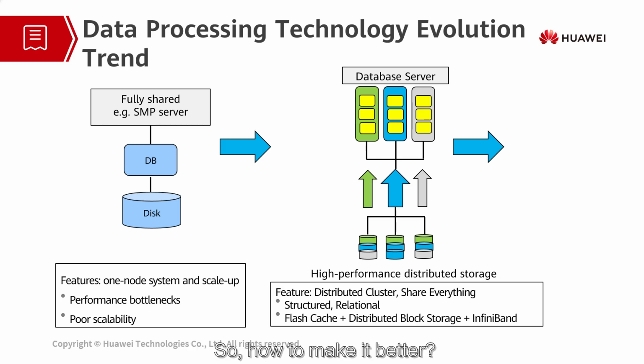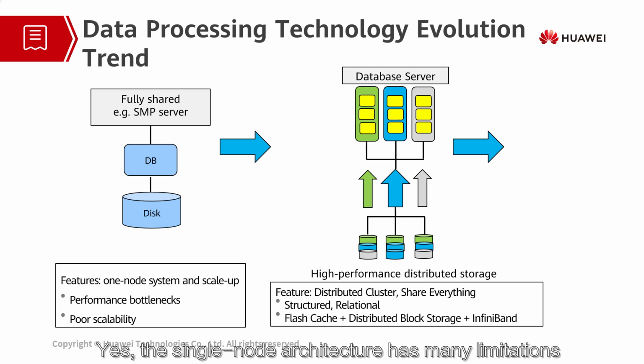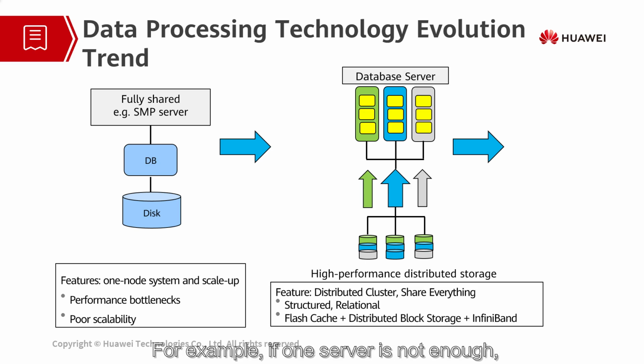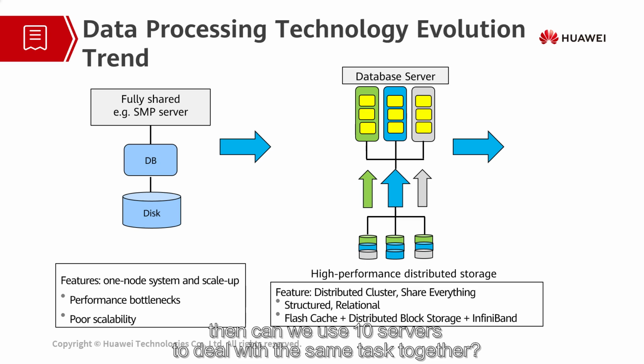So how to make it better? Yes, the single node architecture has many limitations. Then, how about using many servers to deal with the same tasks in parallel? For example, if one server is not good enough, then we can use 10 servers to deal with the same task together.